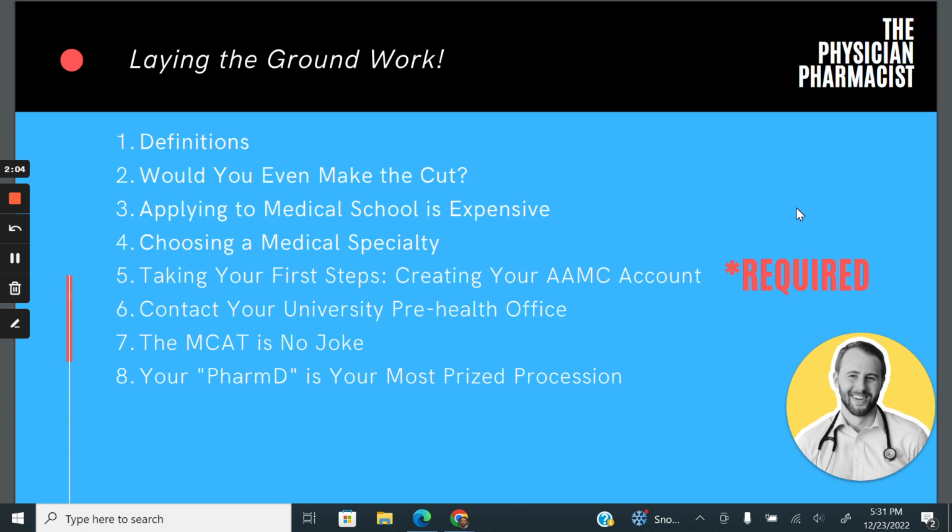I really want to hammer home the fact that the MCAT is no joke, and we'll cover the details involved with that. And then lastly, to address the significance of your PharmD as being your most prized possession. It's what makes you unique when it comes to the application process.